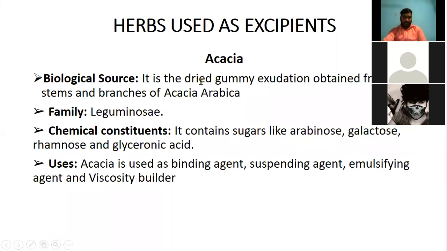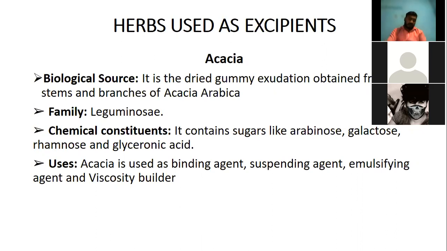There are various plants from which we can obtain the dry gum. It is obtained from the stem and branches of Acacia arabica, which is the botanical source mostly used to obtain the dried gummy exudate. It belongs to family Leguminosae.